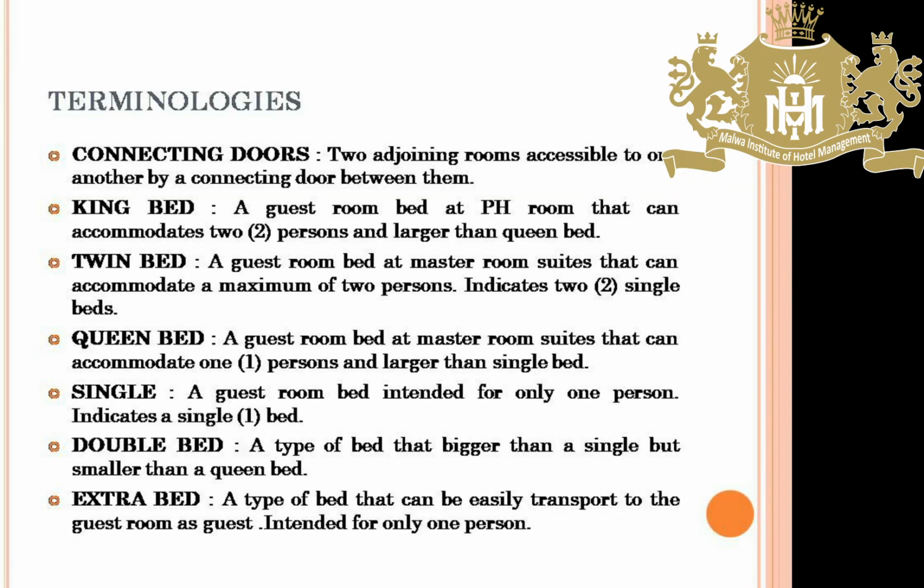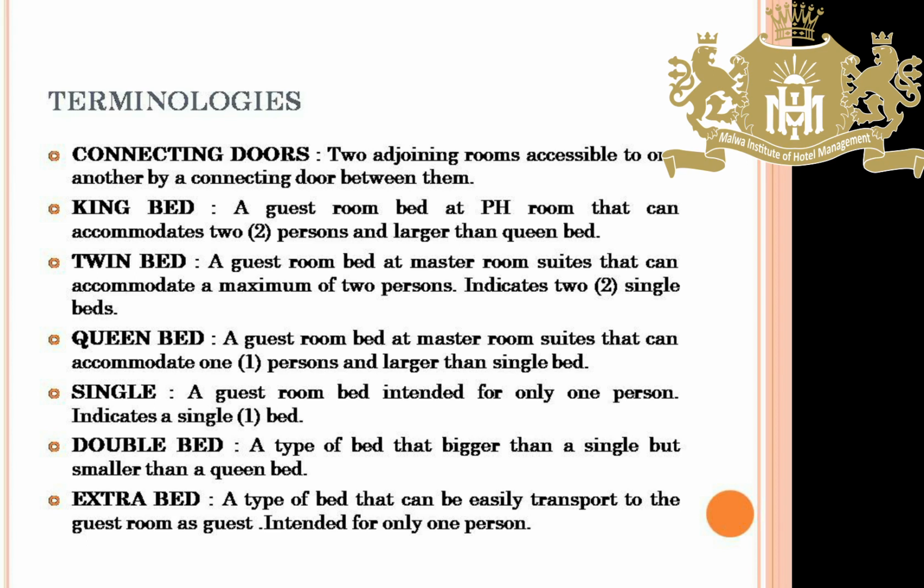Connecting doors, two adjoining rooms accessible to one another by a connecting door between them. King bed, a guest room bed at PH room that can accommodate two persons and larger than queen bed. Twin bed, a guest room bed at master room suites that can accommodate a maximum of 2 persons. Indicates two single beds. Queen bed, a guest room bed at master room suites that can accommodate one person and larger than single bed. Single, a guest room bed intended for only one person.